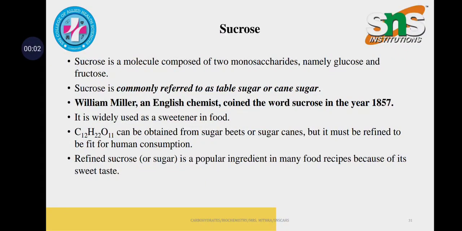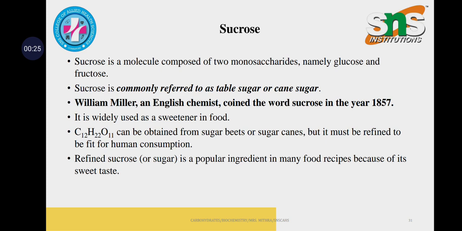Hello everyone. Today we are going to see the topic sucrose, which comes under the examples of disaccharide. Sucrose is a molecule composed of two monosaccharides, that is glucose and fructose, whereas lactose is glucose and galactose, and sucrose is glucose and fructose.